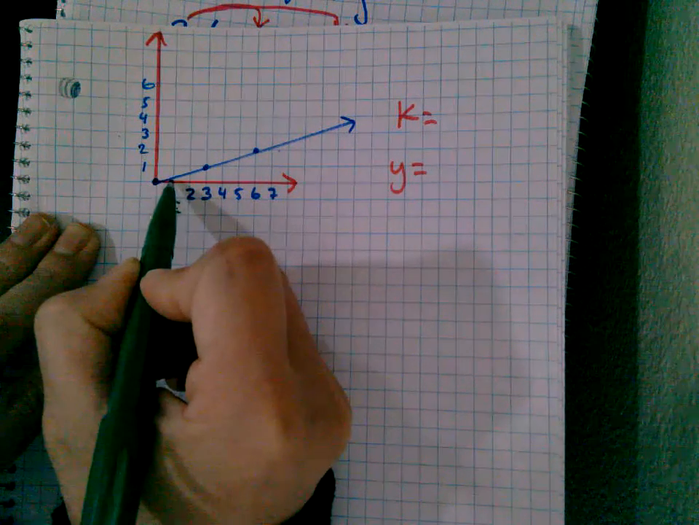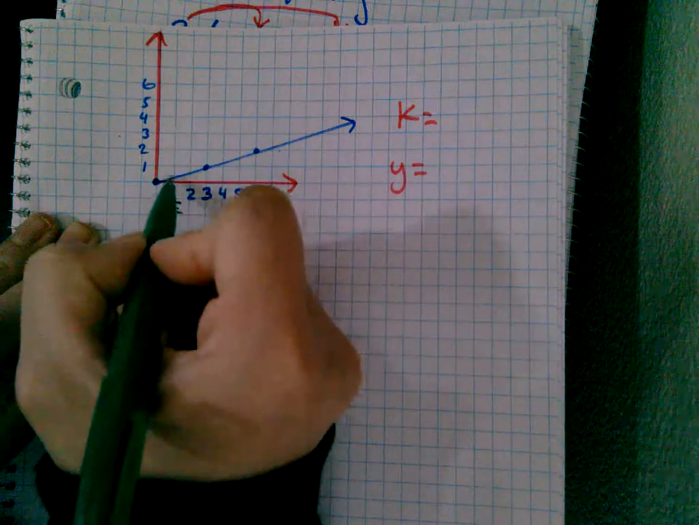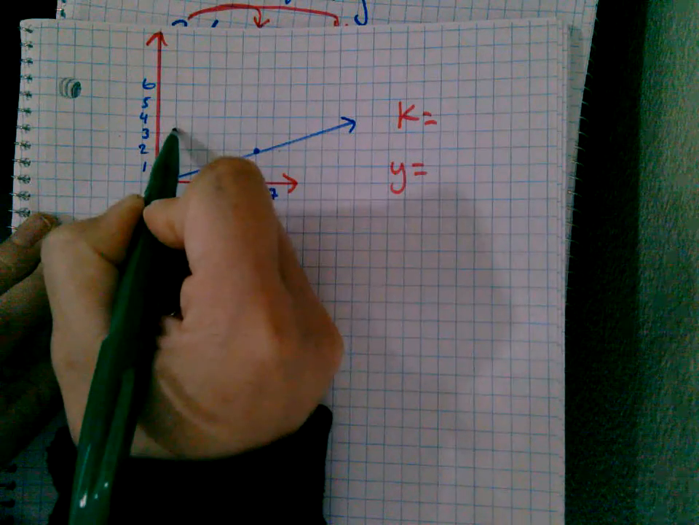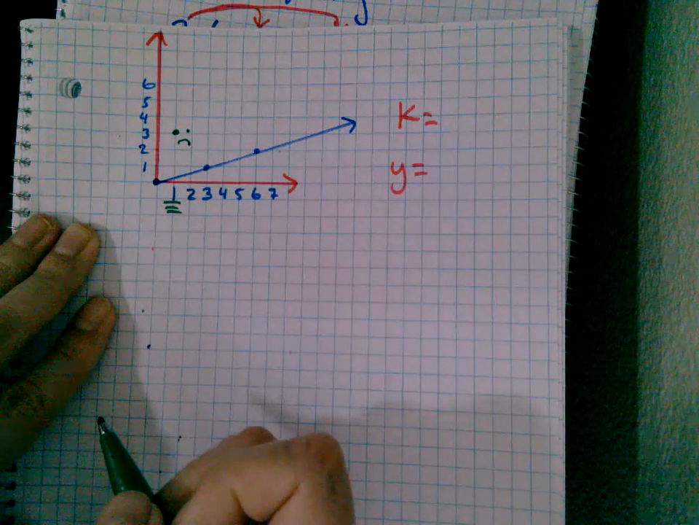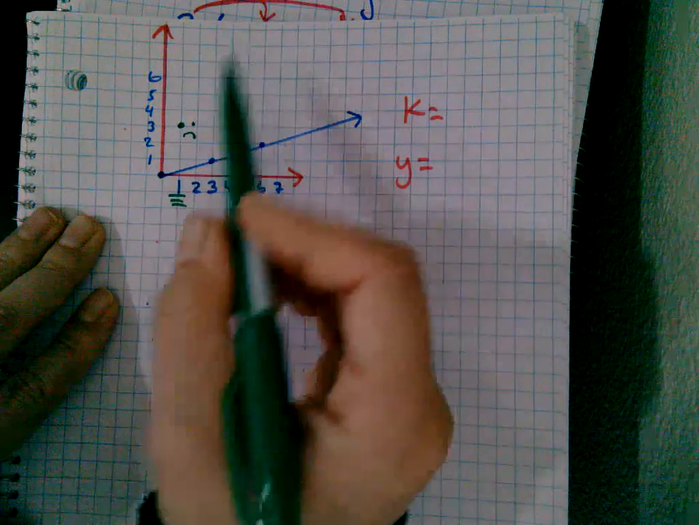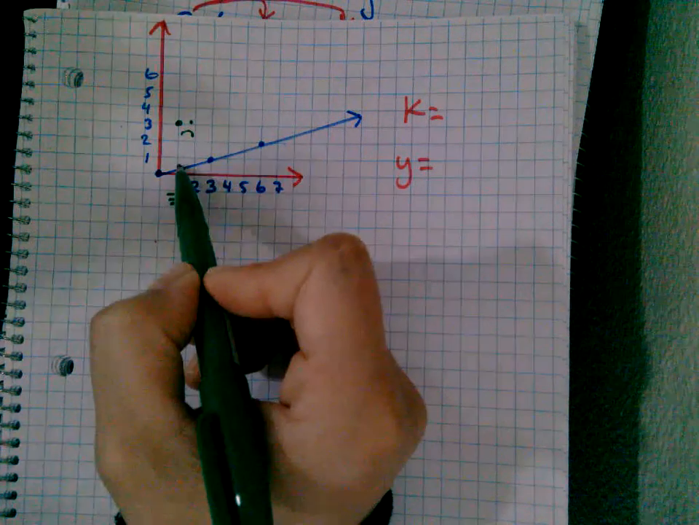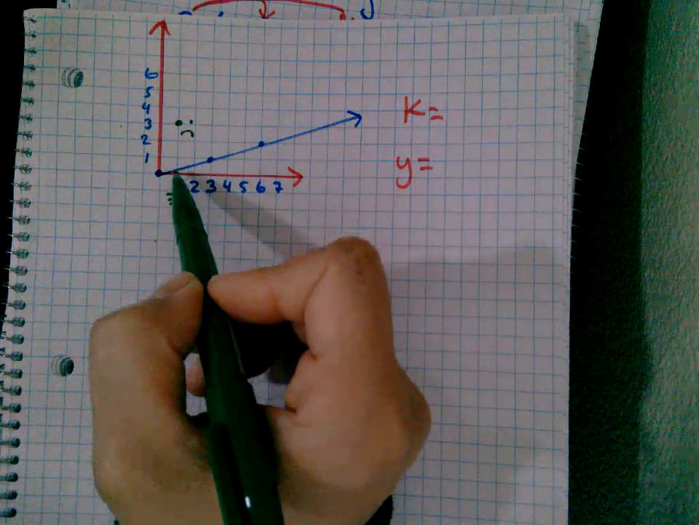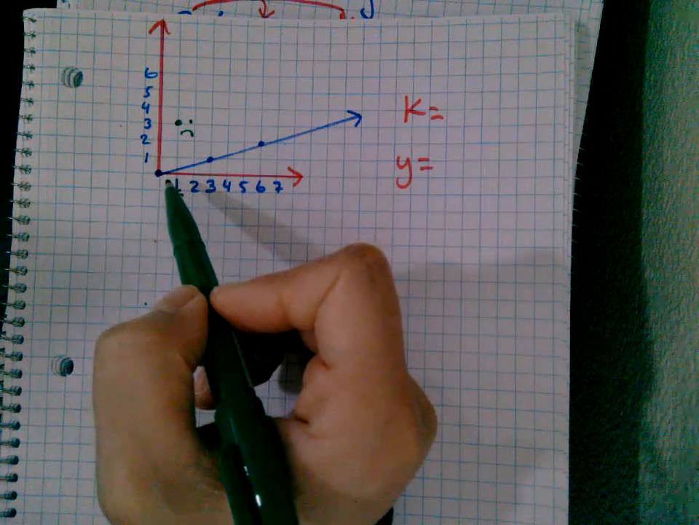For those of you who said that K was 3, I understand why you're saying 3. But if it was 3, then the dot would be right there. And guess what? It's not there. It's not on 3. So the first thing I would tell you is to look for 1 and look for a dot.